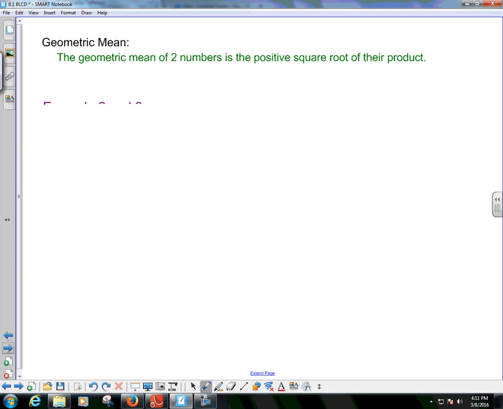All right, so the next thing that you need to get into your notes is the definition of geometric mean. The geometric mean of two numbers is the positive square root of their product. Go ahead and pause, write that down, and hit play when you're ready to move on.